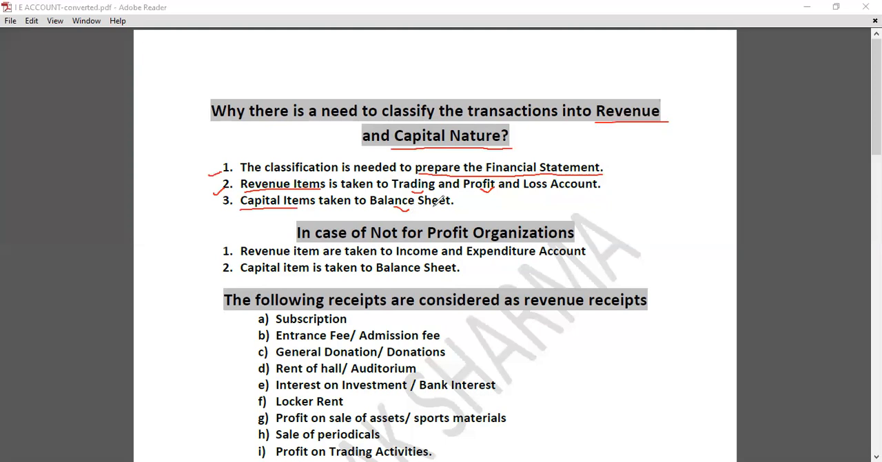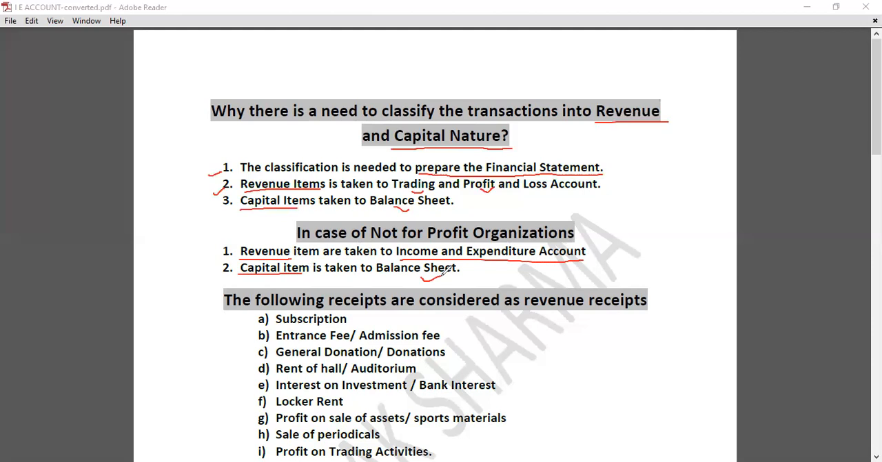But as far as our chapter is concerned, our chapter is related to not-for-profit organizations. So in this chapter, how are these concepts going to be used? After we have identified the items of revenue nature, they will be taken to the income and expenditure account, and the capital items will be taken to the balance sheet. This is the basic reason why we need to understand capital and revenue nature of transactions.